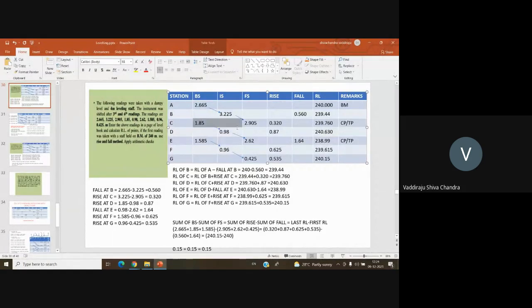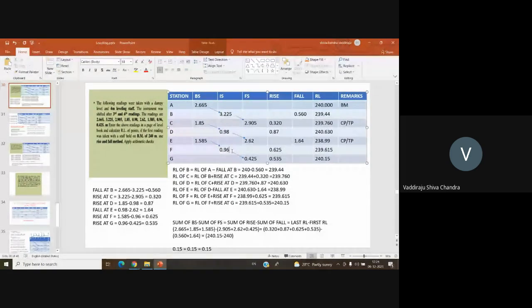So again here, one setup of instrument is completed up to here. Now the last setup of instrument. So these two are successive readings now. So the staff reading is decreasing, so it indicates a rise. So rise at F is equal to 1.585 minus 0.96. Okay, 0.65 I'm copying in the rise column.